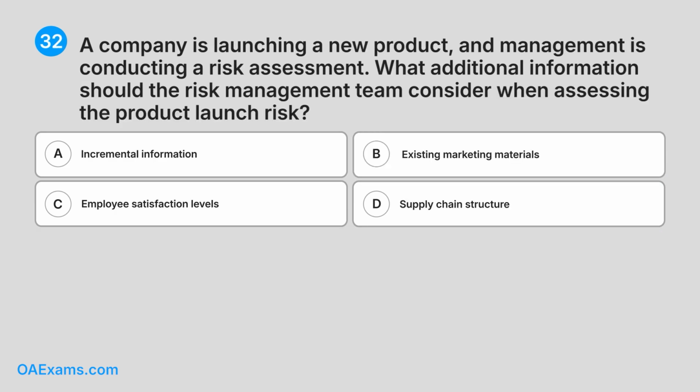32. A company is launching a new product, and management is conducting a risk assessment. What additional information should the risk management team consider when assessing the product launch risk? A. Incremental information. B. Existing marketing materials. C. Employee satisfaction levels. D. Supply chain structure. What do you think is the answer?